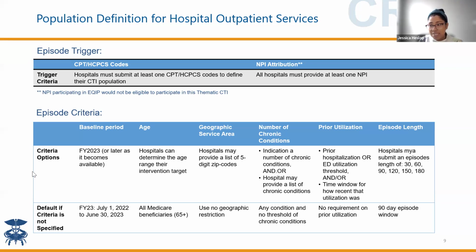So now let me circle back to this little note under here. In part of this conversation and working closely with hospitals, one of the things that got brought up was the overlap between EQIP and this CTI, or potentially how a hospital creates a definition in this thematic area. Certainly surgeries is something that could fit very well in this thematic area. So one big thing is that no NPI that is currently enrolled in EQIP will be eligible to be included as an attributed NPI in this thematic area.